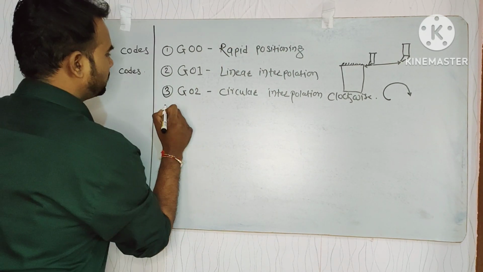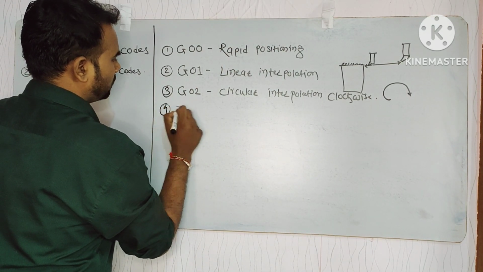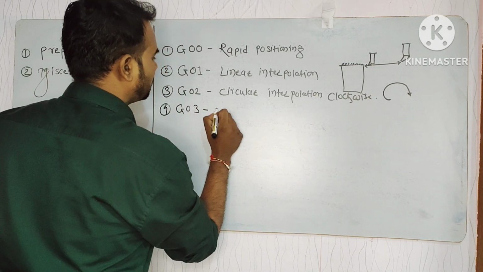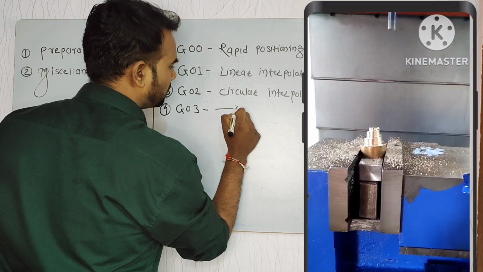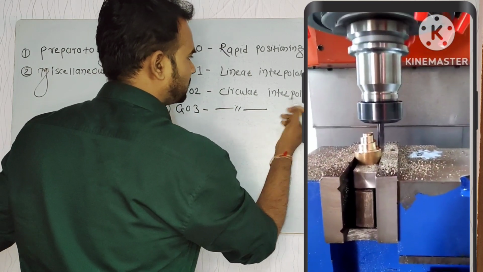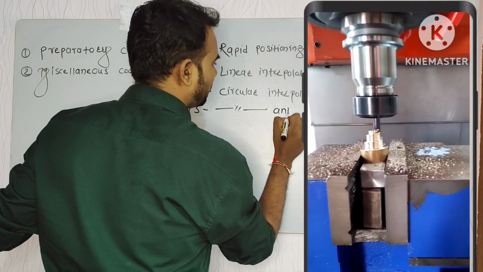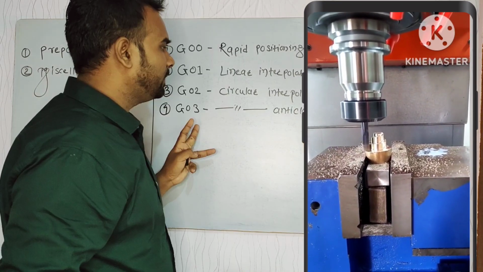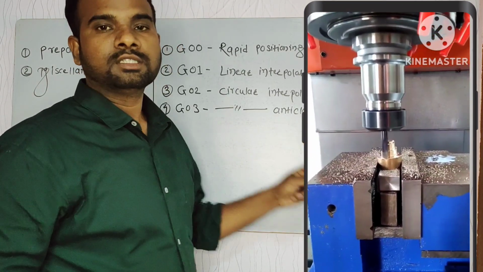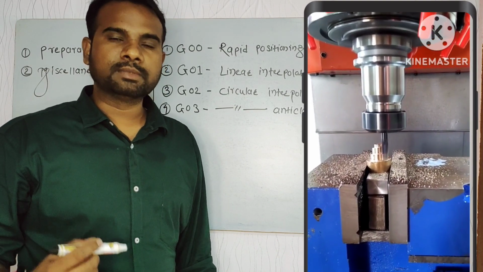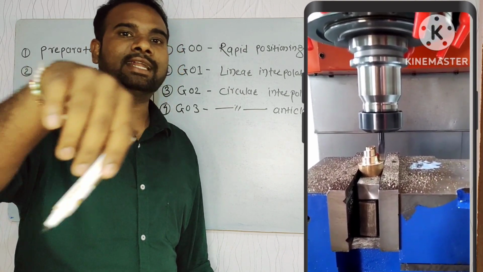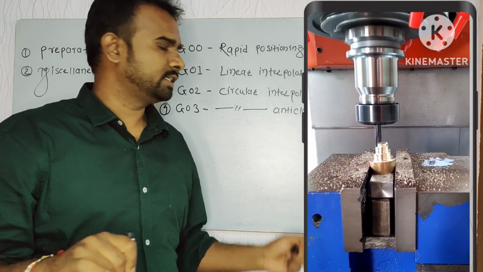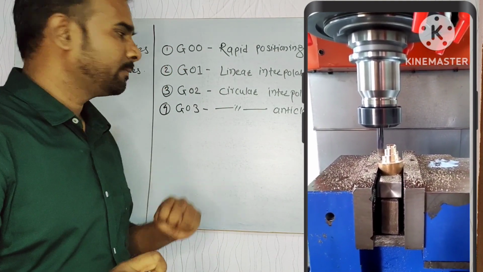Our next code is G03. This is circular interpolation counterclockwise, meaning anti-clockwise. The G03 code tells the machine to cut the material in the anti-clockwise direction from its origin point to the given new coordinate. That is G03.